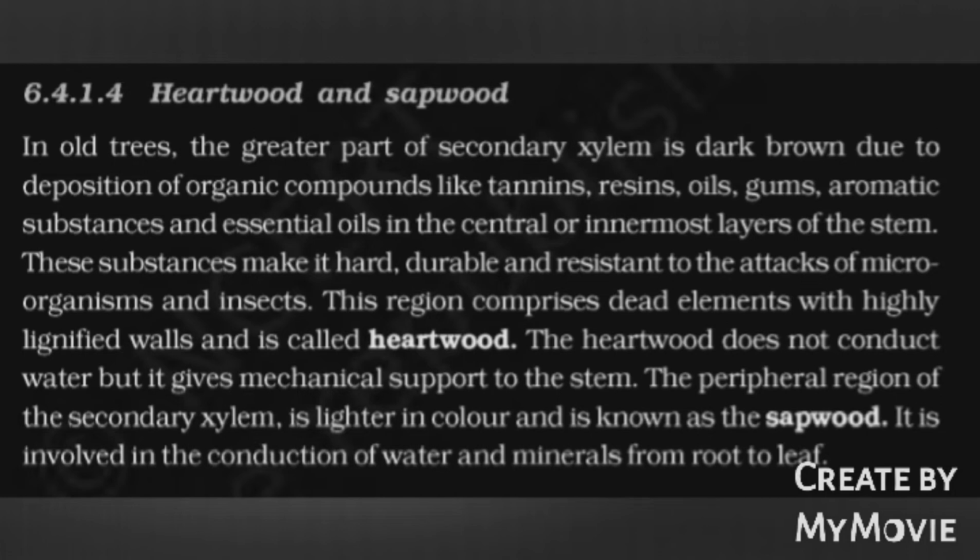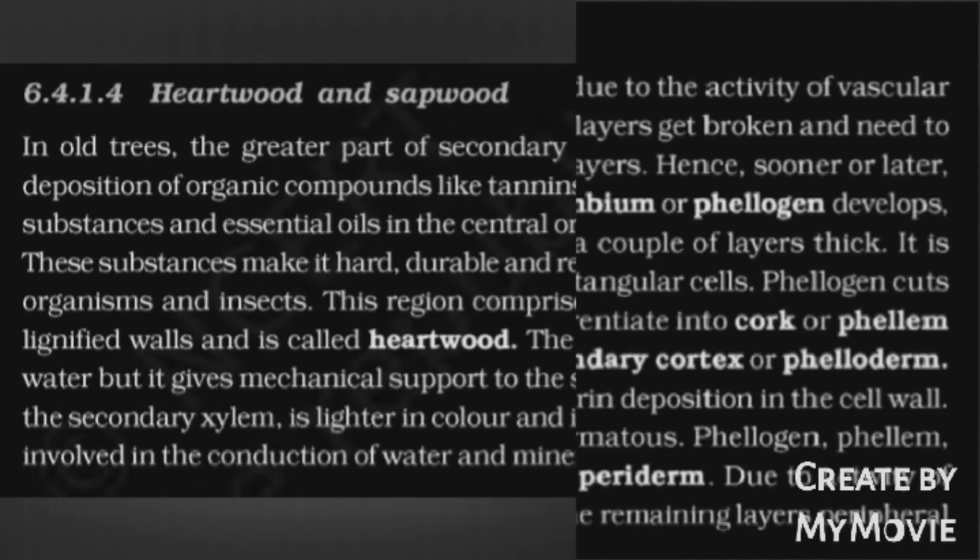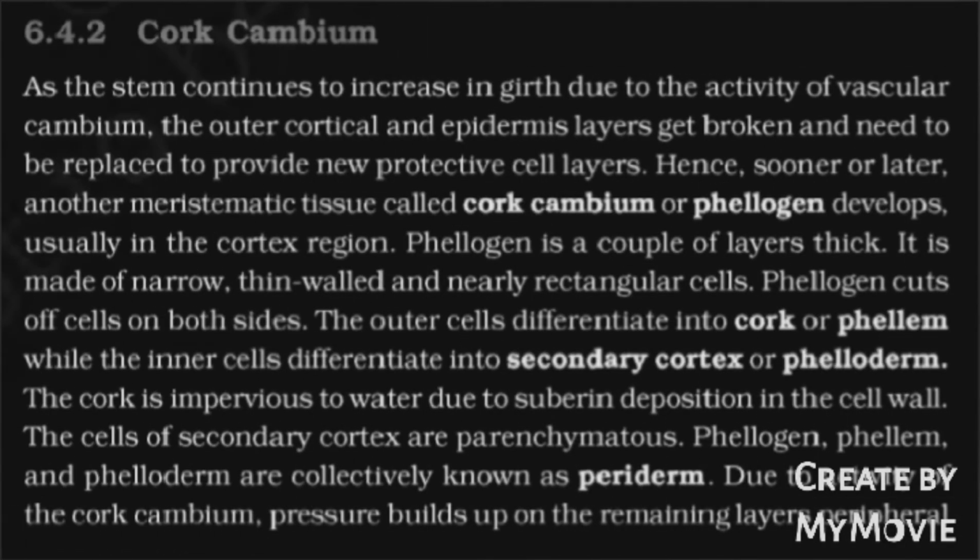The peripheral region of the secondary xylem is lighter in color and is known as sapwood. It is involved in conduction of water and minerals from root to leaf. Cork cambium. As the stem continues to increase in girth due to the activity of vascular cambium, the outer cortical and epidermal layers get broken and need to be replaced to provide new protective cell layers. Hence, sooner or later, another meristematic tissue called cork cambium or phellogen develops, usually in the cortex region.